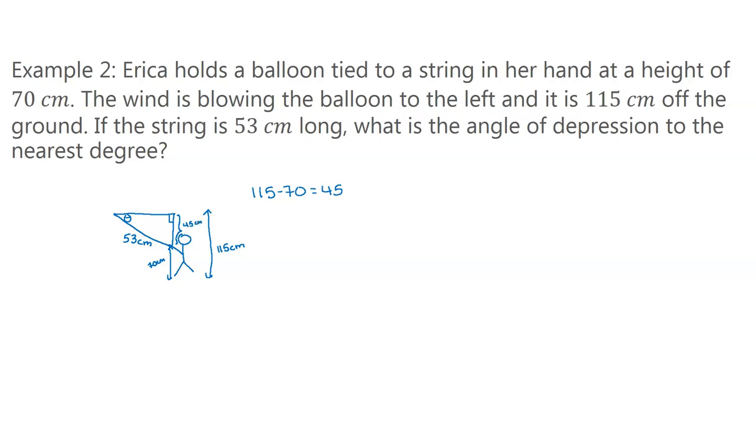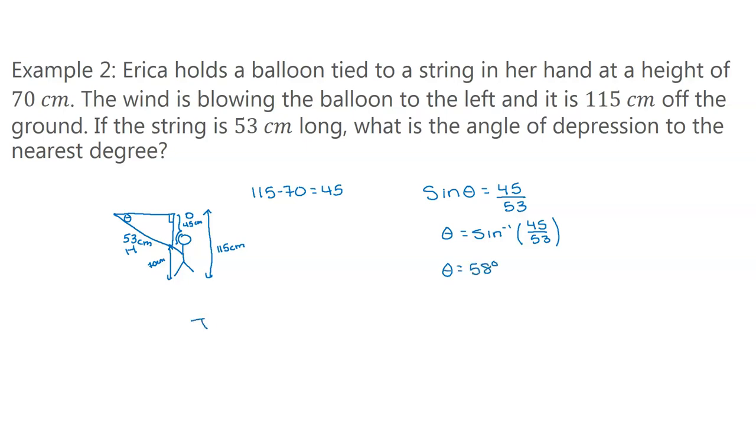So now the 45 is the opposite side in the triangle, and the 53 is the hypotenuse. So that means we use sine. Sine of theta equals 45 over 53. Now using our sine negative 1 button on our calculator, we should get an angle of 58 degrees.